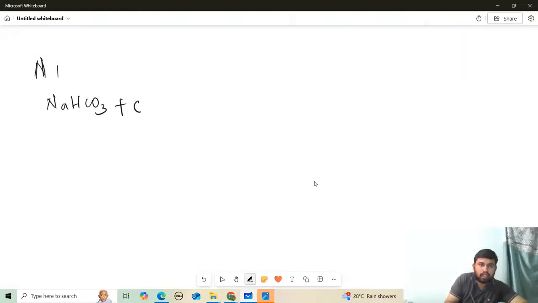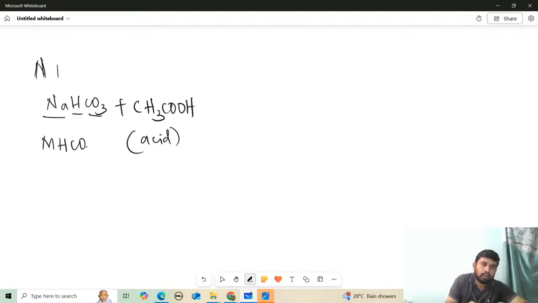Now, this baking soda, sodium hydrogen carbonate, NaHCO3, reacts with acetic acid, CH3COOH. This is an acid, right? Baking soda is a metal hydrogen carbonate, which we can write as MHCO3. When MHCO3 reacts with the acid, it produces mainly CO2 gas.